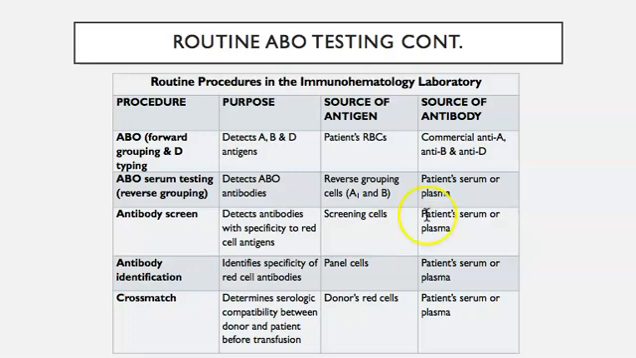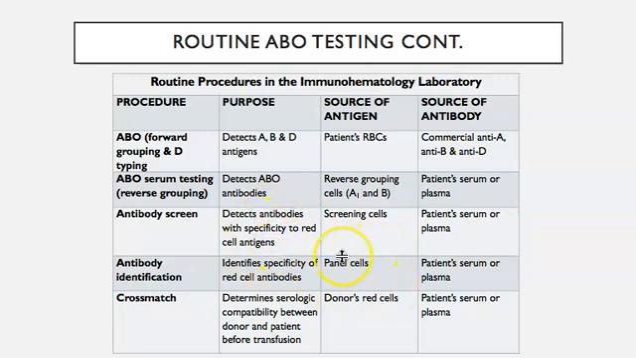So at this point, we're not testing for the naturally occurring ABO antibodies. We're testing to see if this patient has any antibodies as the result of either pregnancy or transfusion. The antibody screen, if it's positive, will lead us to antibody identification. This is sometimes referred to as a full panel or antibody panel. It helps us to identify the specificity of the antibodies that were detected in the screen.